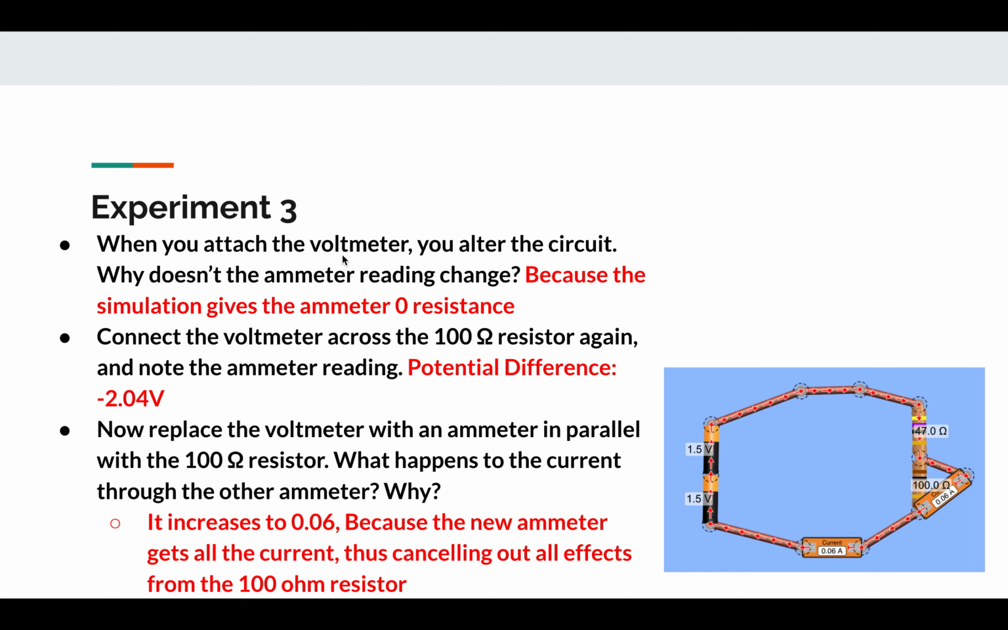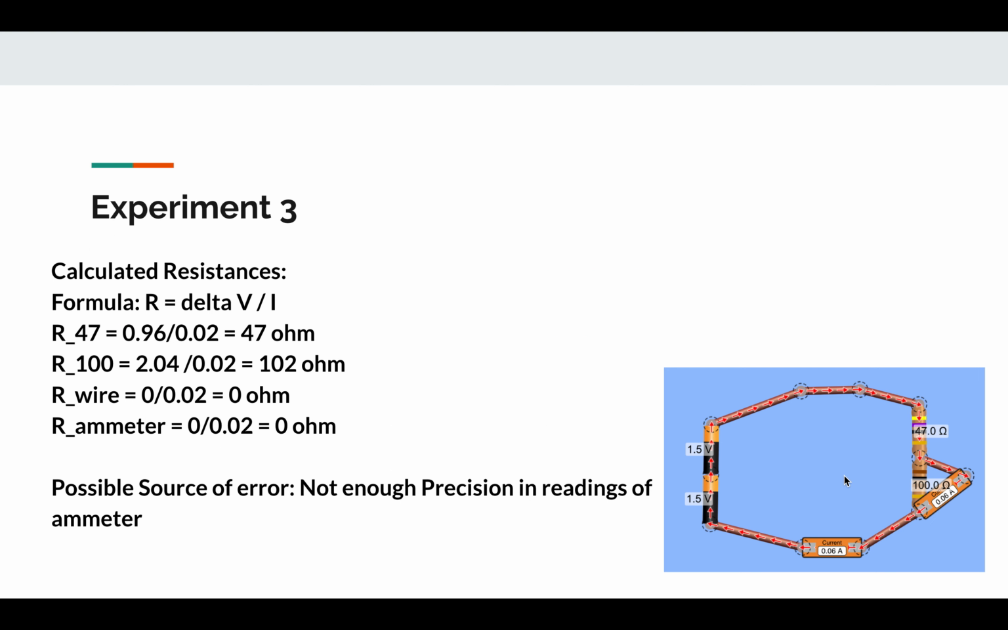Some questions. The ammeter reading, why doesn't it change? Because the simulation gives the ammeter 0 resistance. When I connect it, the potential difference is negative 2.04 volts, and when I connect it in parallel, it increases to 2.06, because the new ammeter, since it has no resistance, gets all the current. So the 100 ohm resistor isn't actually in the circuit. So the resistance decreases, thus the current increases.